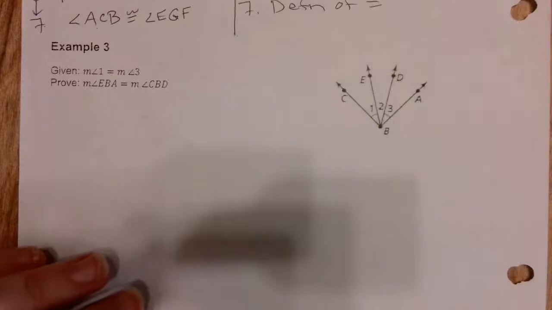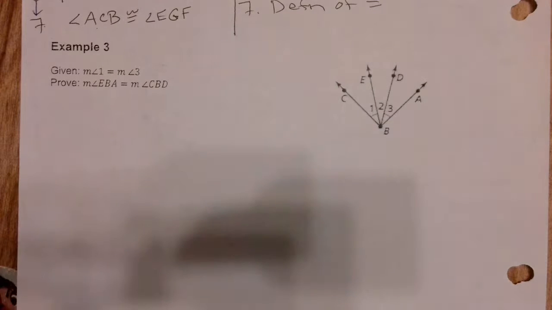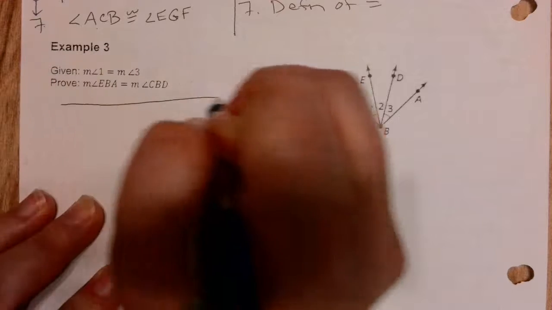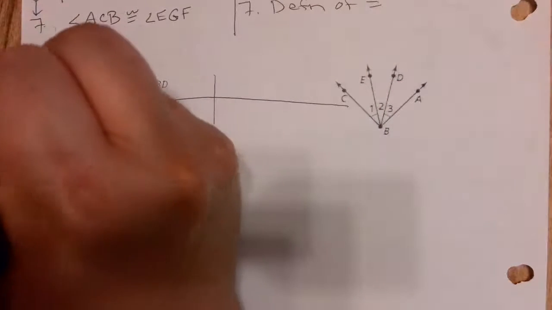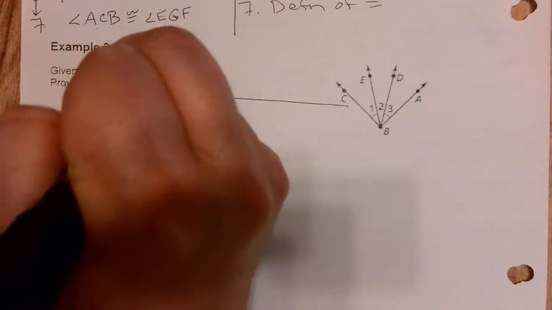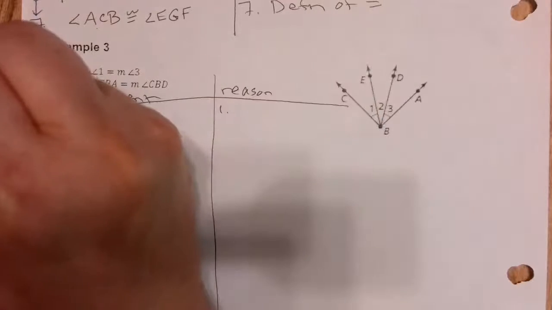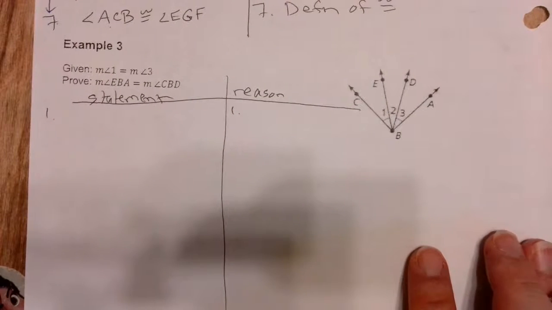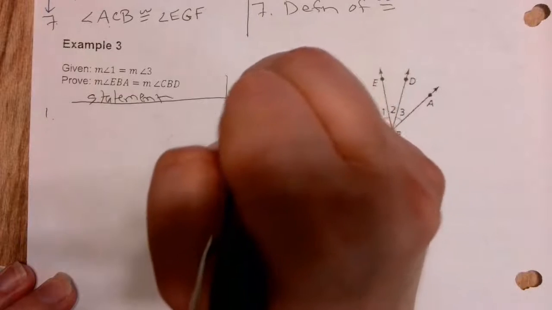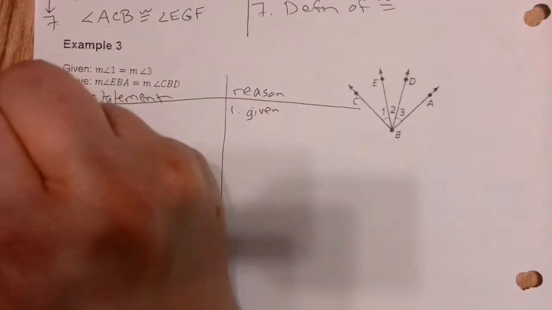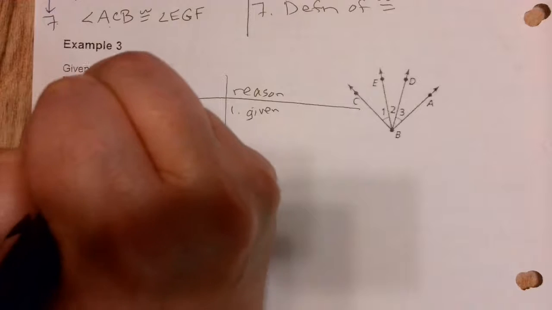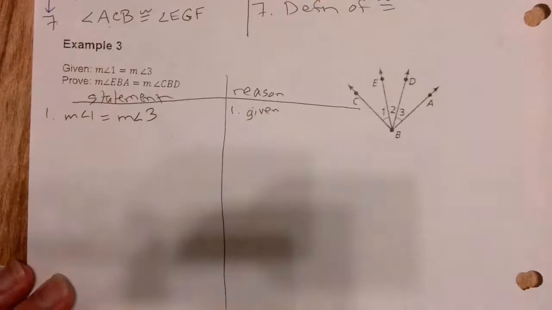So example 3, given the measure of angle 1 is equal to the measure of angle 3, prove the measure of angle EBA is equal to the measure of angle CBD. Statement, reason. In line 1, nobody's going to miss this one, line 1, given. And the given is the measure of angle 1 is equal to the measure of angle 3. Great.